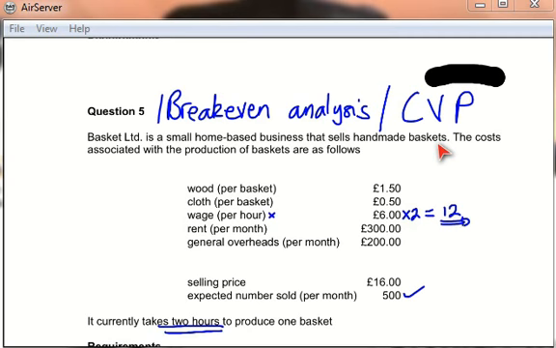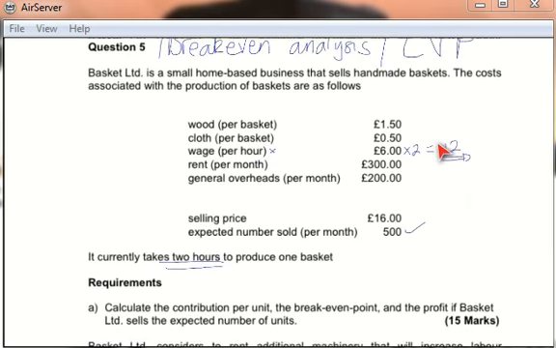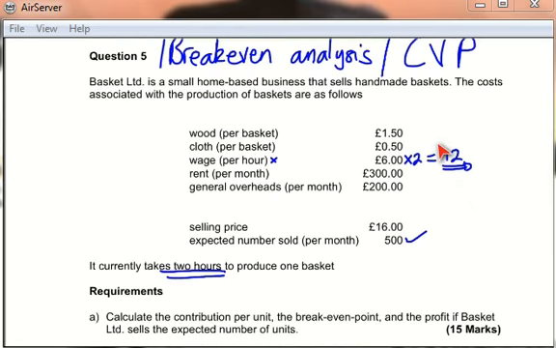All right, then I'm going to come down to the question here. The question is pretty long, but for this 10-minute video I'm only going to do part A. For the next video, which is again 10 minutes, I'm going to do part B, which is a bit more complicated than this one. But for this question, we're required to calculate the following things that I'm going to highlight in pink: contribution per unit, the break-even point, and the profit if Basket Limited sells the expected number of units. So that's what I'm going to do on the next page.